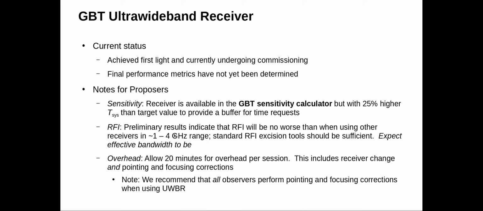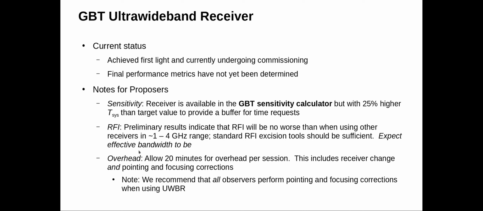And so standard RFI excision tools should be sufficient. I've got to put the number in there, but you can expect the effective bandwidth after eliminating some channels that are contaminated with RFI to probably be about 80% of the quoted bandwidth. One more thing I'll note is that there is a permanently installed notch filter from about 2300 to 2360 megahertz. Our S-band receiver has this as well. This is to take out Sirius XM satellite radio, which is extremely strong.